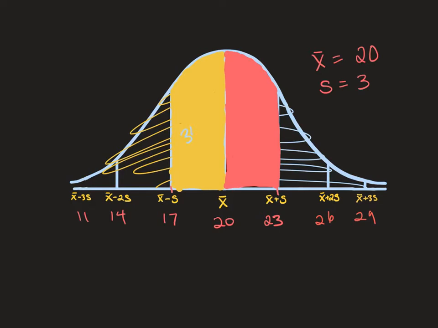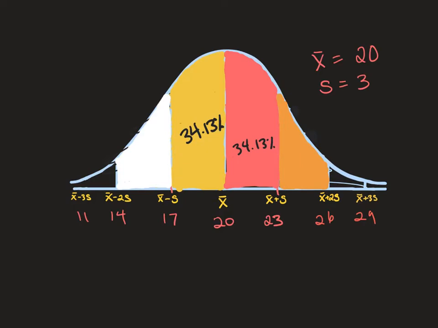That's because 34.13% of scores are expected to be from one standard deviation below the mean to the mean. An additional 34.13% are expected to be from the mean to one standard deviation above the mean. When we add these two proportions together, we get that 68.26% in the middle. So approximately 2/3 of scores, when data are normal, are expected to be from one standard deviation below the mean to one standard deviation above the mean.